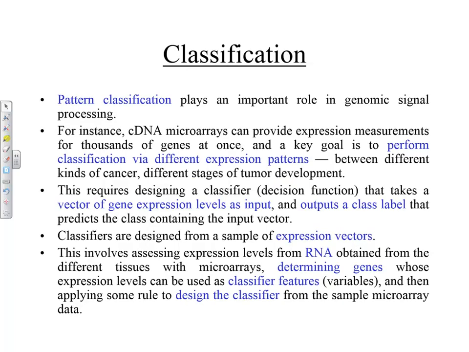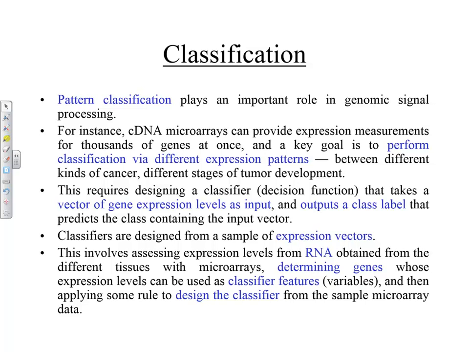So pattern classification plays an important role in genomic signal processing. For example, cDNA microarrays can provide expression measurements for thousands of genes at once. And a key goal is to perform classification via different expression patterns. It could be between different kinds of cancer, different stages of tumor development, or you might want to differentiate between healthy tissue and cancerous tissue.